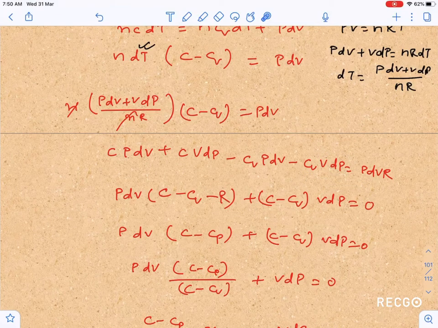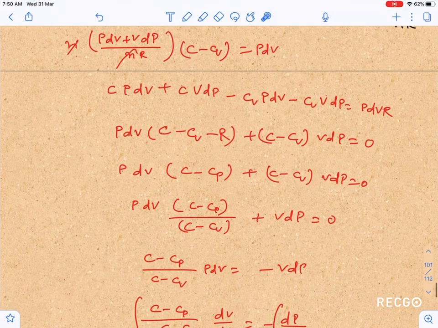Now can I say that this is nothing but C minus CV plus R, because when you take out the minus, this becomes CV plus R. So this can be written as C minus CP. So I have written PdV (C minus CP) plus (C minus CV) VdP is equal to 0. See carefully, I have taken just this term as CP only.